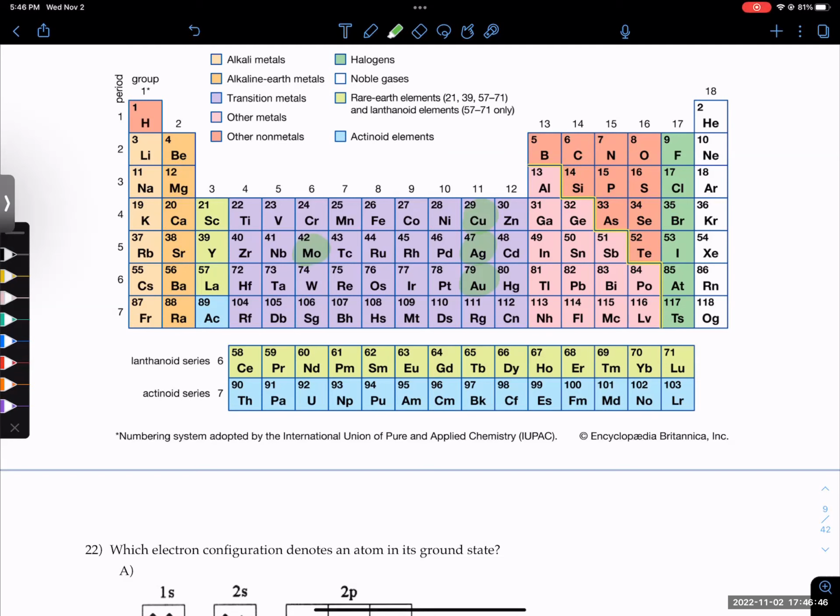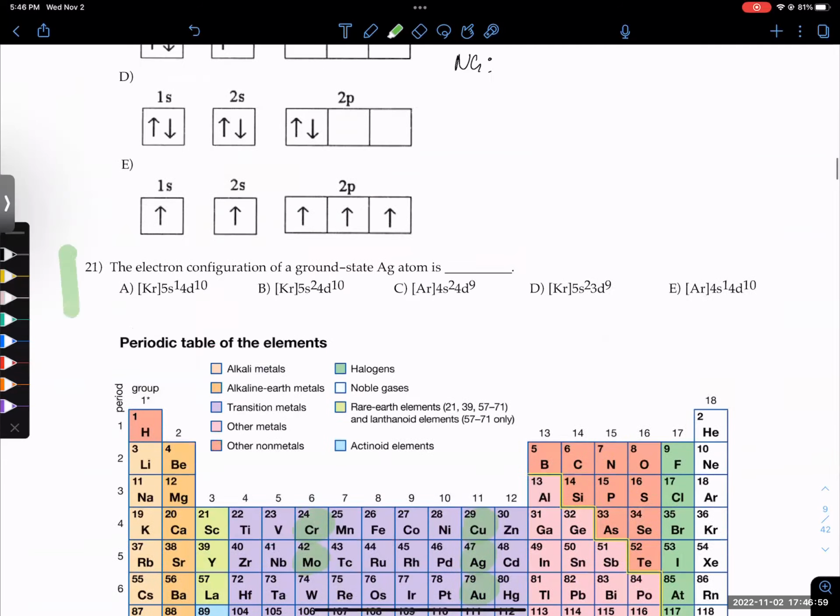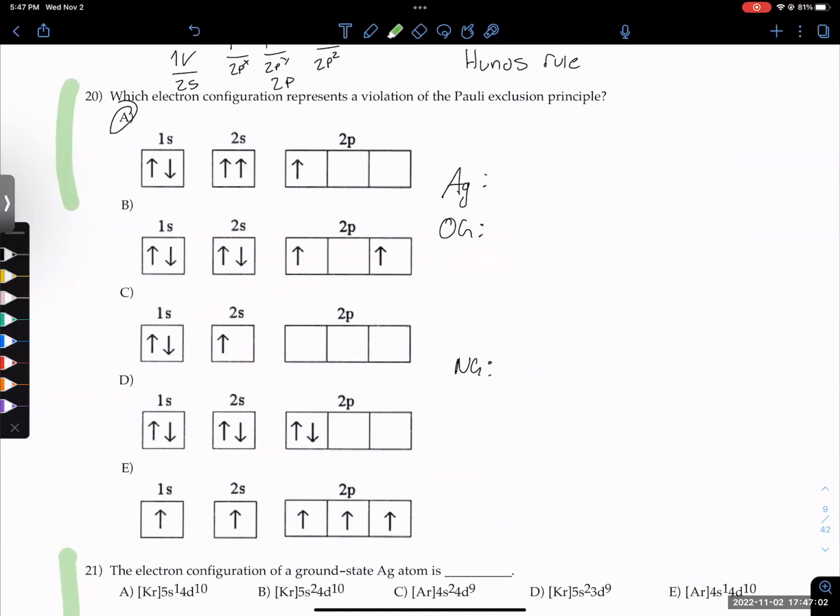Chromium, exactly. So these are your five exceptions, the ones I've highlighted in green: chromium, molybdenum, copper, silver, and gold. They don't follow your convention for electron configuration. First of all, let me write out the full electron configuration for silver. Can you all tell me the electron configuration for silver?